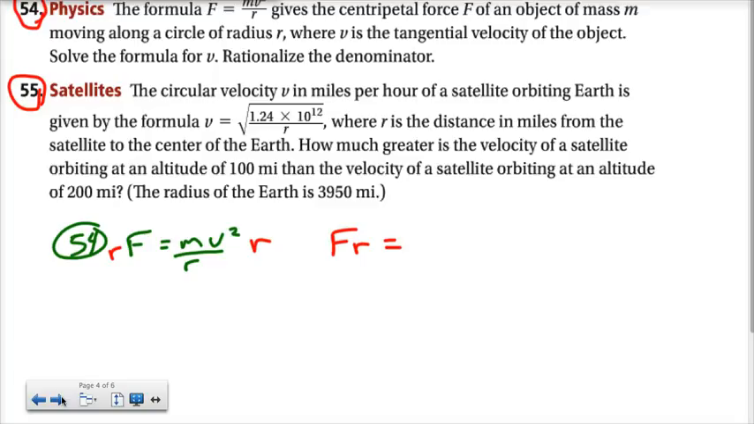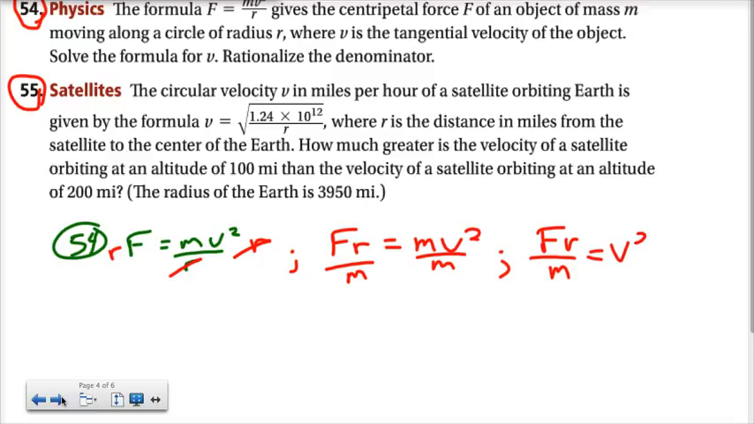And we usually keep those in alphabetical order. I'm going to put a semicolon here so you know this is my next step. The r's would cancel out over here, so we would get mv squared. Then we would want to go ahead and divide both sides by m. So we would get fr, put a semicolon there so things don't get all weird, fr over m equals v squared. And then finally, to get rid of squaring something, you take the square root. So it will be the square root of fr over the square root of m equals v, and we want a plus or minus there since we were doing square roots here.